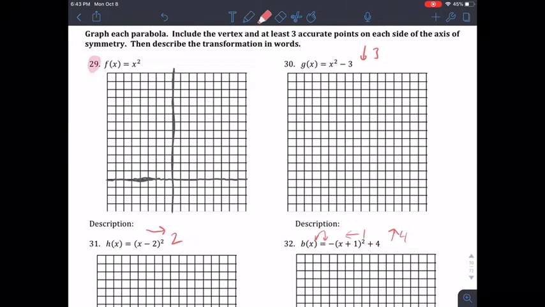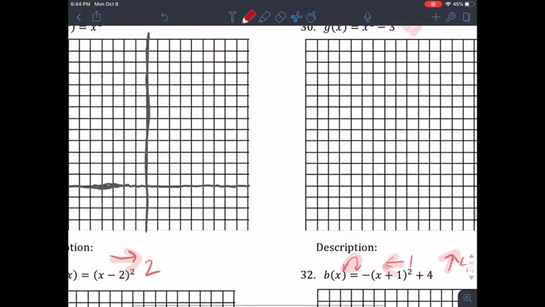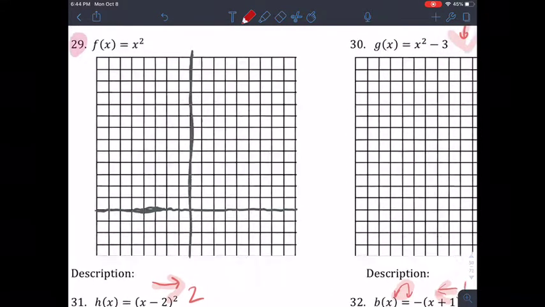For 30, however you draw your axis, it's going to go down 3 spaces. 31 is going to go to the right 2 spaces. 32 is going to open down. It's going to go to the left 1 space, and it's going to go up 4 spaces. So at the very least, I gave you the transformations. But again, if you have your foldable, or if you remember, these should all be pretty easy. So again, let's get this started.